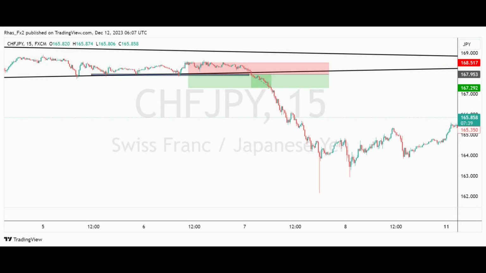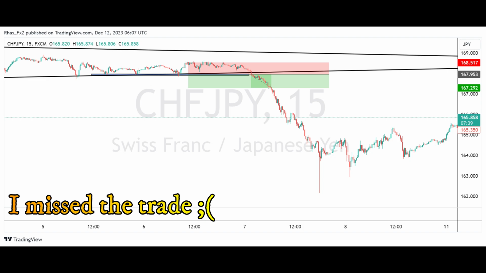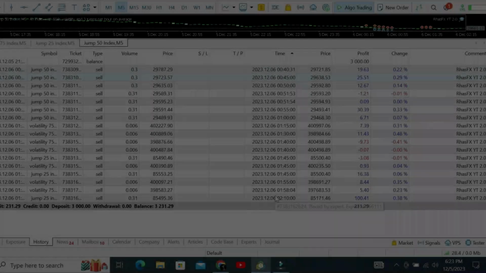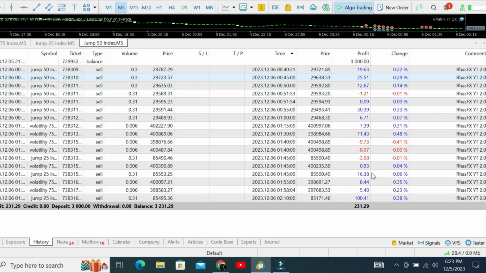In conclusion, trading symmetrical triangles in Forex requires a combination of technical analysis skills, patience, and risk management. While these patterns can be powerful tools for predicting price movements, it's essential to remember that no strategy guarantees success in the unpredictable world of trading. As with any trading approach, continuous learning, adaptability, and discipline are key to becoming a successful Forex trader.